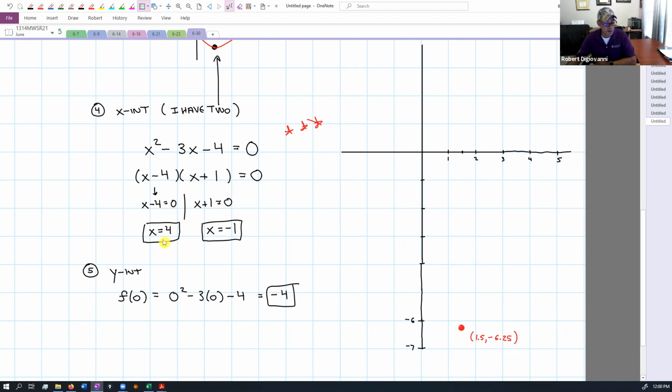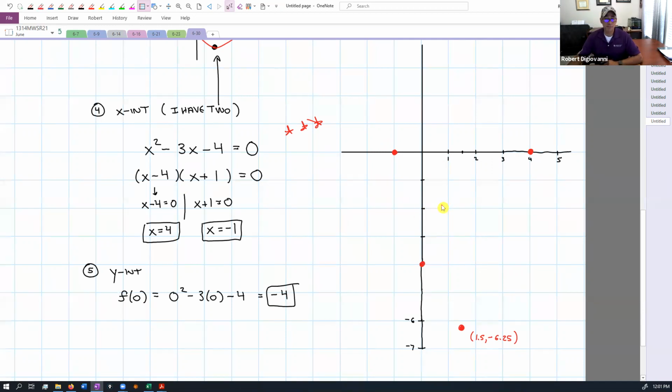The next thing I'm going to do is I'm going to put my x-intercepts. I should have 2 of them. The first one happens at 4, which is right here. Remember, these are x-intercepts. That's why I'm putting them on the x-axis. The other one is at -1, which should be here. Okay. And then I put my y-intercept, which is -4. That's where it hits the y-axis. So 1, 2, 3, 4. That's about right here.